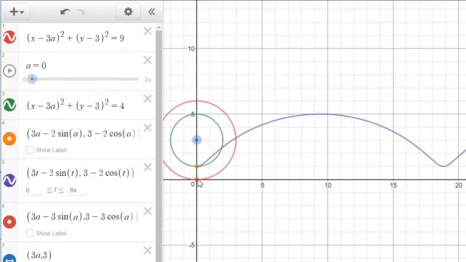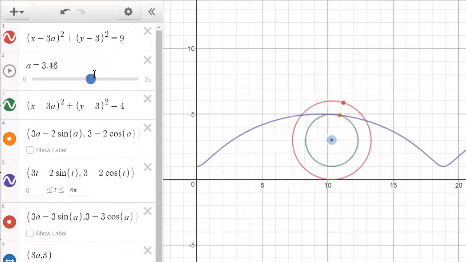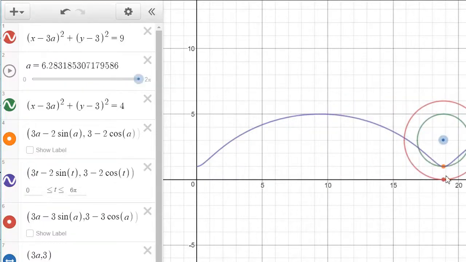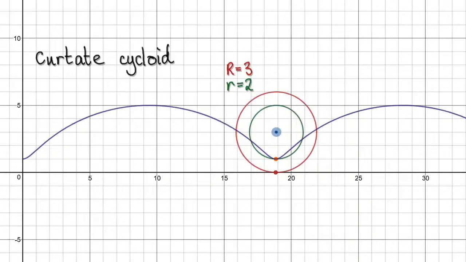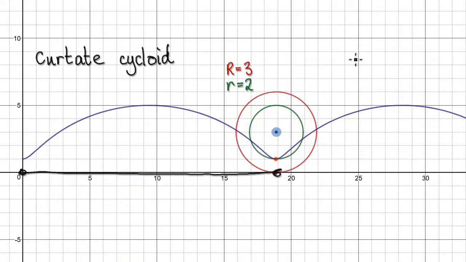Notice that if you look at the bottom of the red circle, one rotation, which is 2 pi, would take you to here. So the first step is to look at this distance here. This distance is the same as the circumference of the red circle, which is 2 pi capital R.